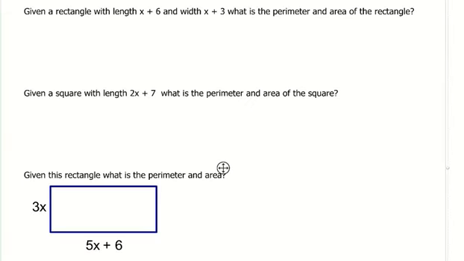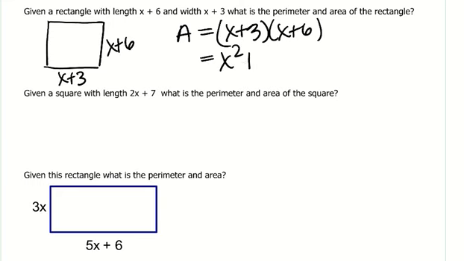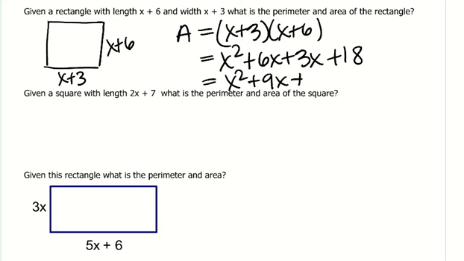Okay, so given a rectangle with length x plus 6 and width x plus 3, what is the area? We already did the perimeter earlier, so we're going to take the area by multiplying. So that'll be x squared, 6x, 3x, and 18. Okay, so that's a total of x squared, 9x, and 18.